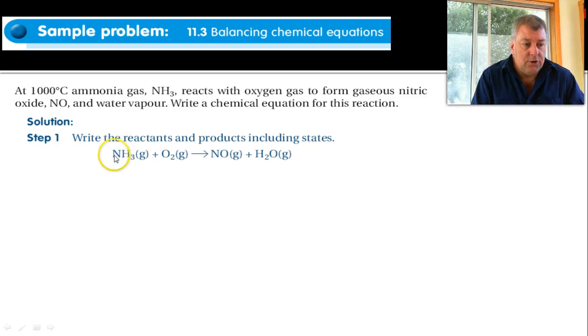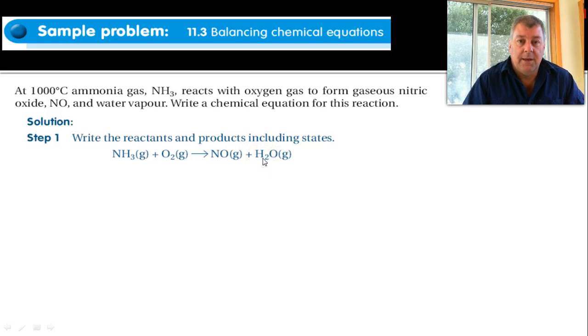Let's start with nitrogen. We've got one nitrogen here. This 3 is 3 hydrogens. It's not 3 nitrogens. There's a little invisible 1 there that we don't write because we write the symbol. And so there's one nitrogen there, and one nitrogen on this side. So that balances. Yay. Let's look at hydrogens. 3 hydrogens, 2 hydrogens. So the hydrogens don't balance.